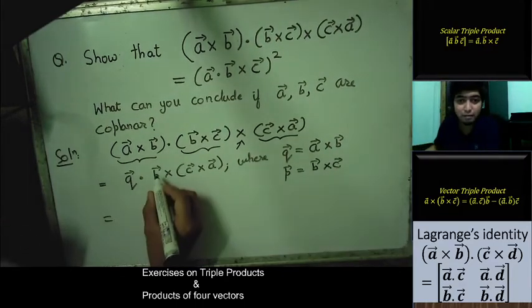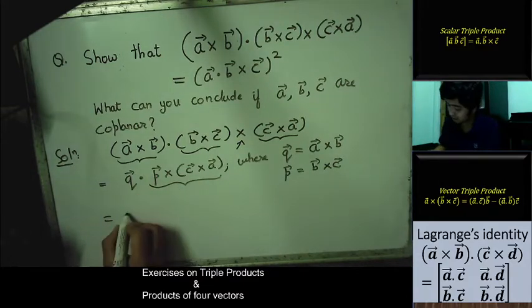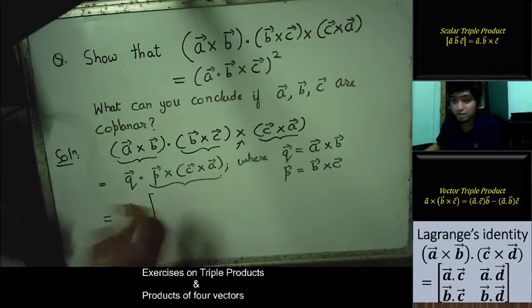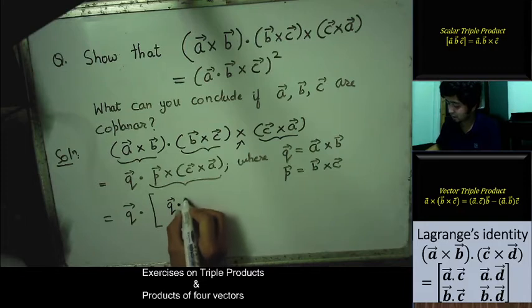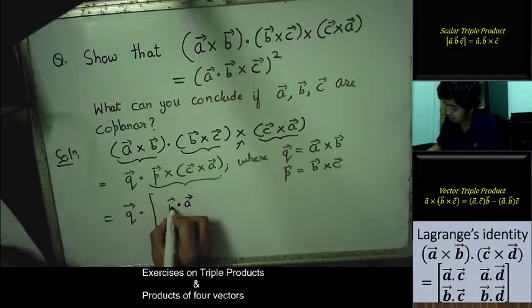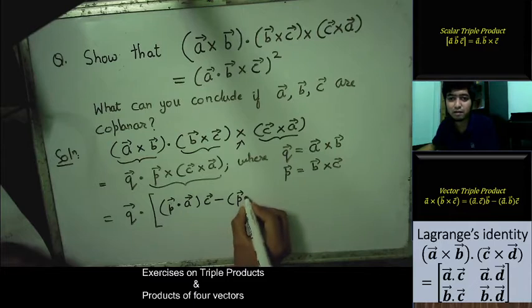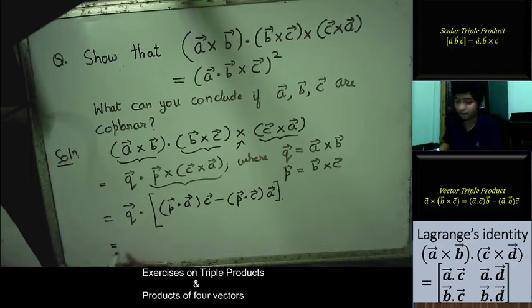Because again we have to operate the cross first, we can calculate this one first. Q we will keep as it is. So I will write it inside a big square bracket. Just use the formula below for this. You will be getting p dot a c minus p dot c a. So this is what we will be having. Q, we can keep as it is.